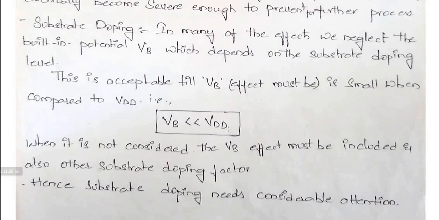So if you are not considering VB and you are neglecting that one, then we will be getting some problems. So the main attention should also be given to your VB. VB is nothing but built-in potential. I hope you are clear with this substrate doping factor, right ma'am?